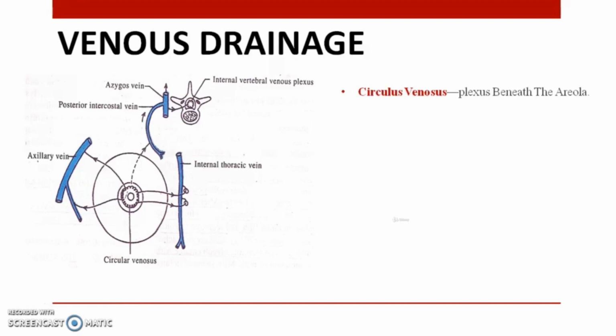We will be having the nipple in the center part, which is surrounded by the areola. Below the areola we will be having some plexus formed. That plexus we will call the circulus venosus. This circulus venosus, which is seen in the areola, is going to collect the veins from the nipple and areolar region, and these veins we will divide into superficial and deep veins.